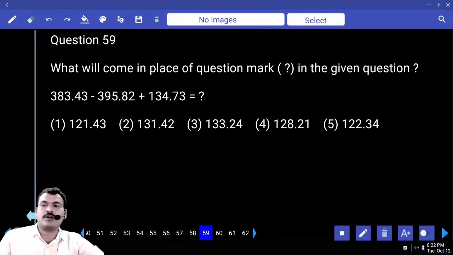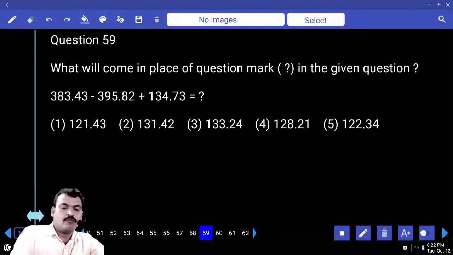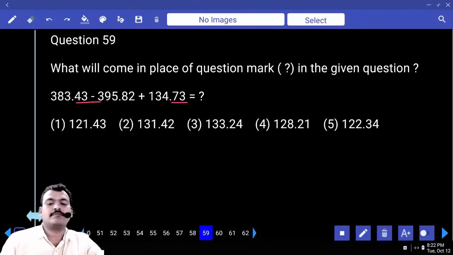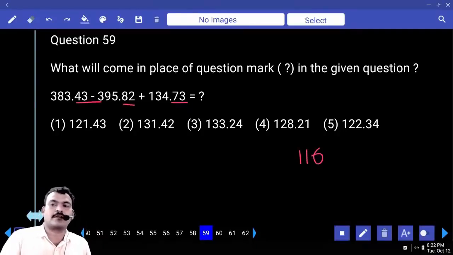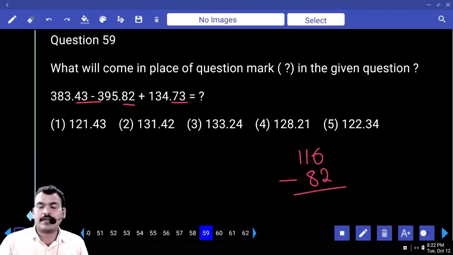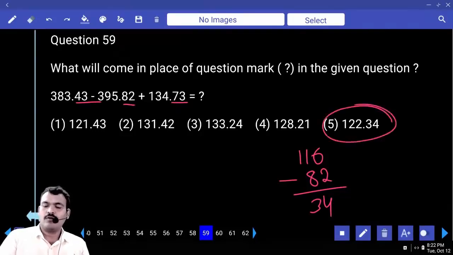Verify the last 2 digits or not? Okay. 43 plus 73. 116. In that, how much value are we subtracting? 82. 116 minus 82, 34. Then the last 2 digits are which one? 34. How many options? Only one.